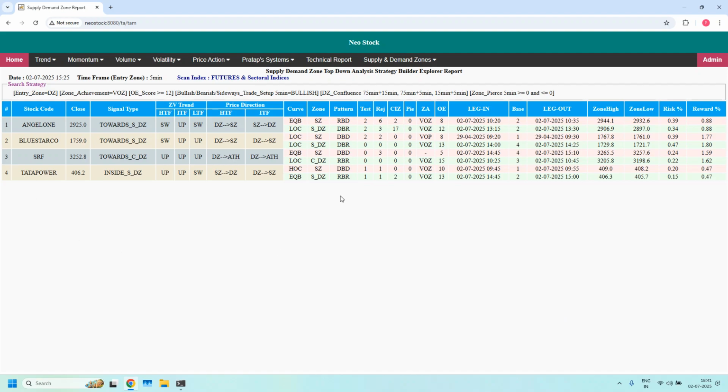So in these 4 stocks, these 5 minutes demand zones are overlapped with 15 minutes demand zone. Both together again overlapped with 75 minutes demand zone. And 75 minutes trend is up, only 2 stocks. Let's verify in these 2 stocks any 75 minutes demand zone having daily EMA.